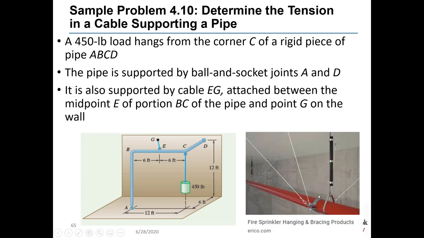This red pipe here is a fire sprinkler hanging and bracing product. And this sprinkler system pipe is supported by 5 small white cables and 2 big black cables. It's not going anywhere. It's basically over-designed, and there's no way we can do this kind of vector mechanics problem in this class either. It's too complicated, so we'll go back to our diagram on the left with socket joints A and D holding the ends of the pipe in place and one cable connected between E and G holding the pipe in place. Point E is at the midpoint of this section of pipe between B and C.